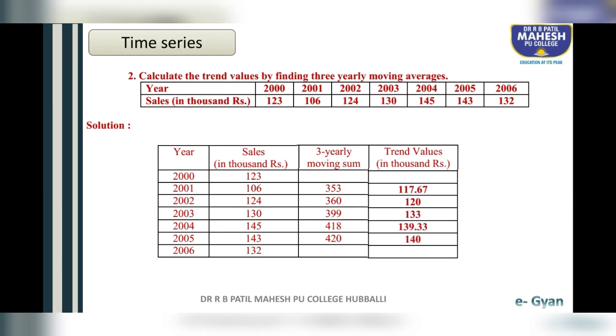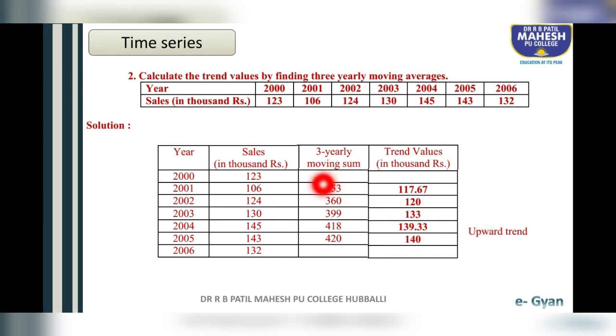Students, so how to find the trend values? Divide by 3. Just divide these values by 3. That is the trend values. 353 divided by 3 is 117.67. 360 divided by 3 is 120. 399 divided by 3 is 133. 418 divided by 3 is 139.33. 420 divided by 3 is 140. So like this you have to find the 3 yearly moving total. Students, if you write the comment here also, the values are in increasing order. So it is also which trend? It is upward trend.